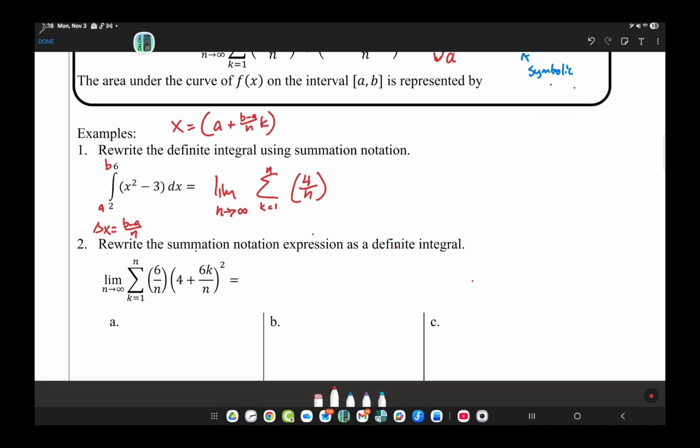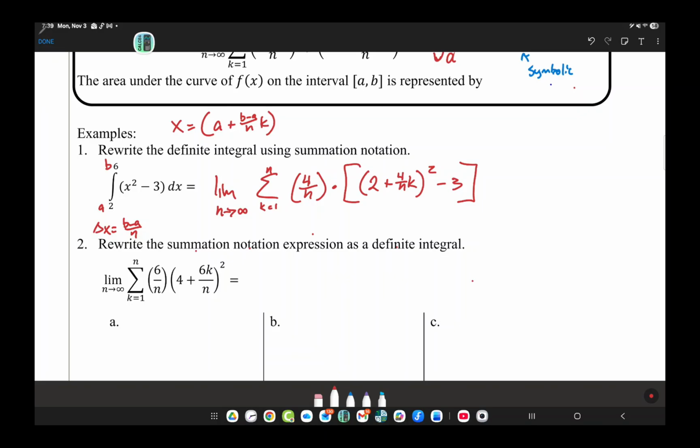In this case, what is my a value? 2. So we are going to write times, I'm going to put a bracket here, 2 plus 4 over n k, and since x is being squared, squared, minus 3. And that is it. The conversion from integral to summation is real simple.